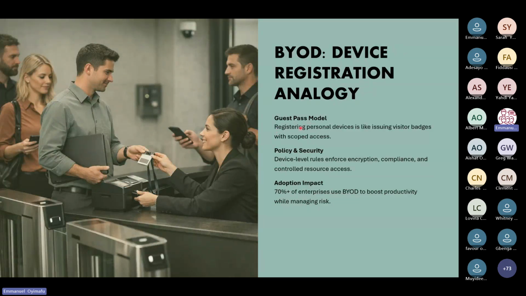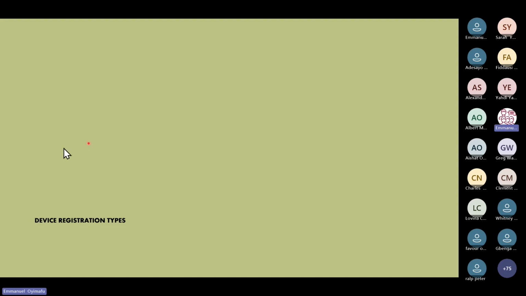Let's not forget, BYOD is just like a pass. And BYOD means bring your own device. It's just like you have your own device. You are registering it with the organization so that you can have secure access. They can apply compliance policies to your device. And we are going to see how to create compliance policies and also configuration policies. So we'll now move to device registration types so that we'll see those things I'm talking about.